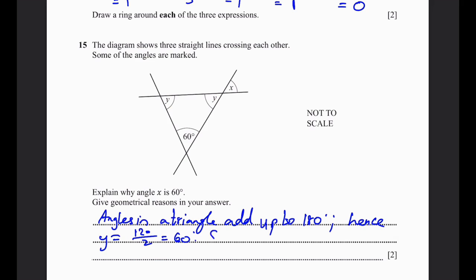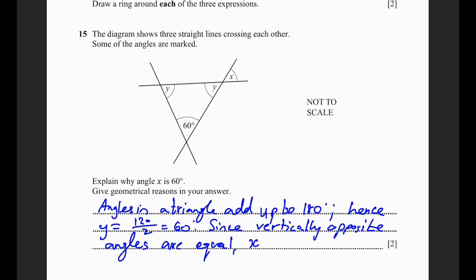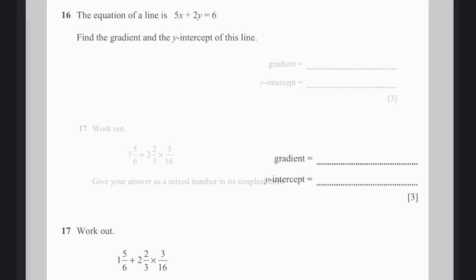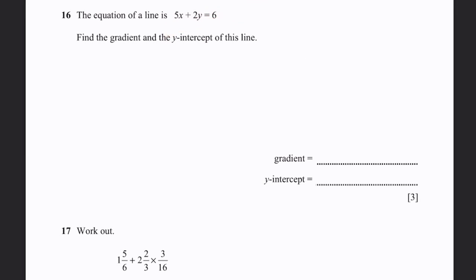And now, since vertically opposite angles are equal, angle x is just 60 degrees. Proven. That's the answer. Let's go to question 16. The equation of a line is 5x plus 2y equals 6. Find the gradient and y-intercept of the line. We can make this into the form y equals mx plus c.